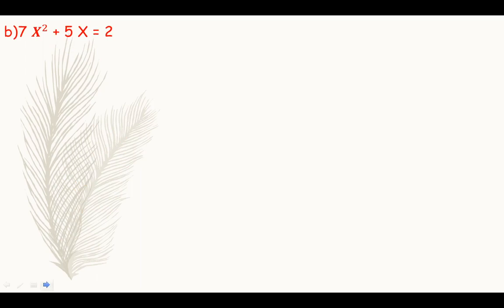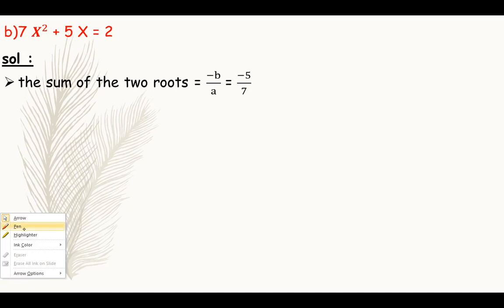7x power 2 plus 5x equals 2. Here we have to put it first in the form of a quadratic equation. So 2 will go to the other side.